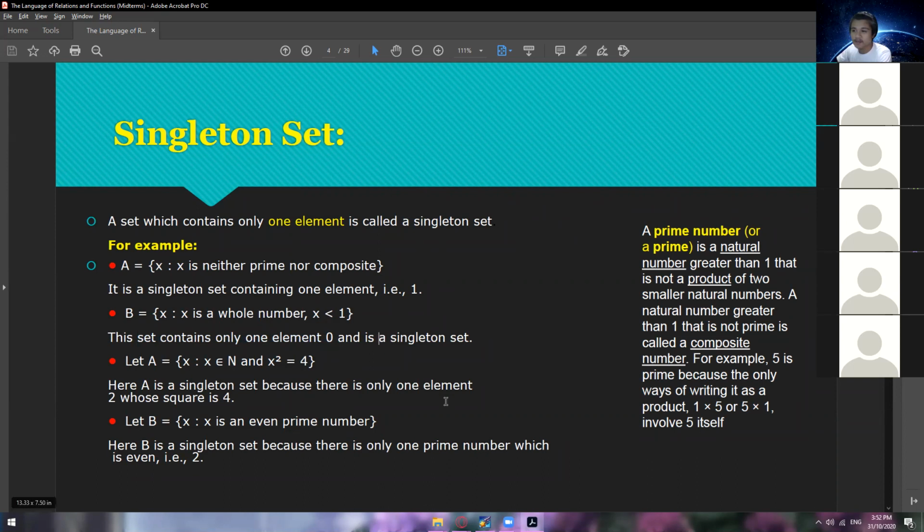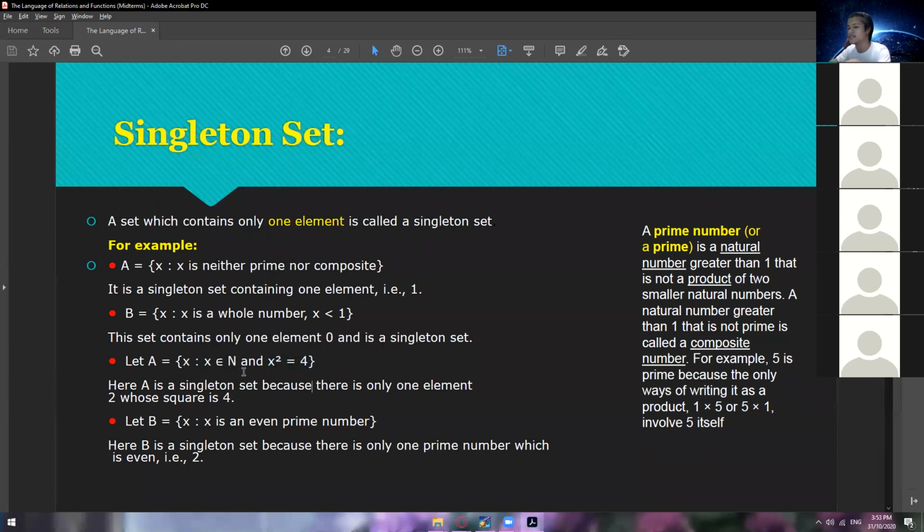So moving on, we have another example. Set A contains an element x wherein x is a natural number. And then we have another condition: x squared should be equal to 4. So yung x natin is a natural number, and another condition is x squared is equal to 4.